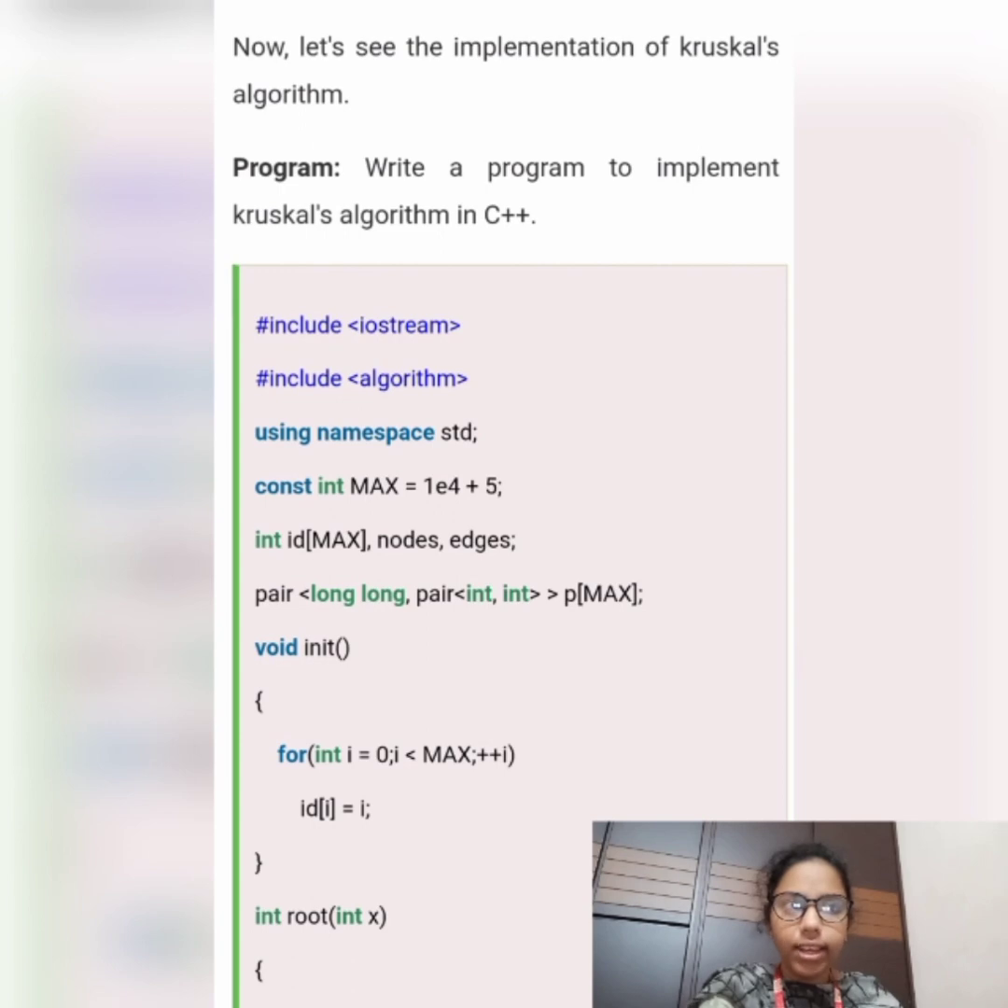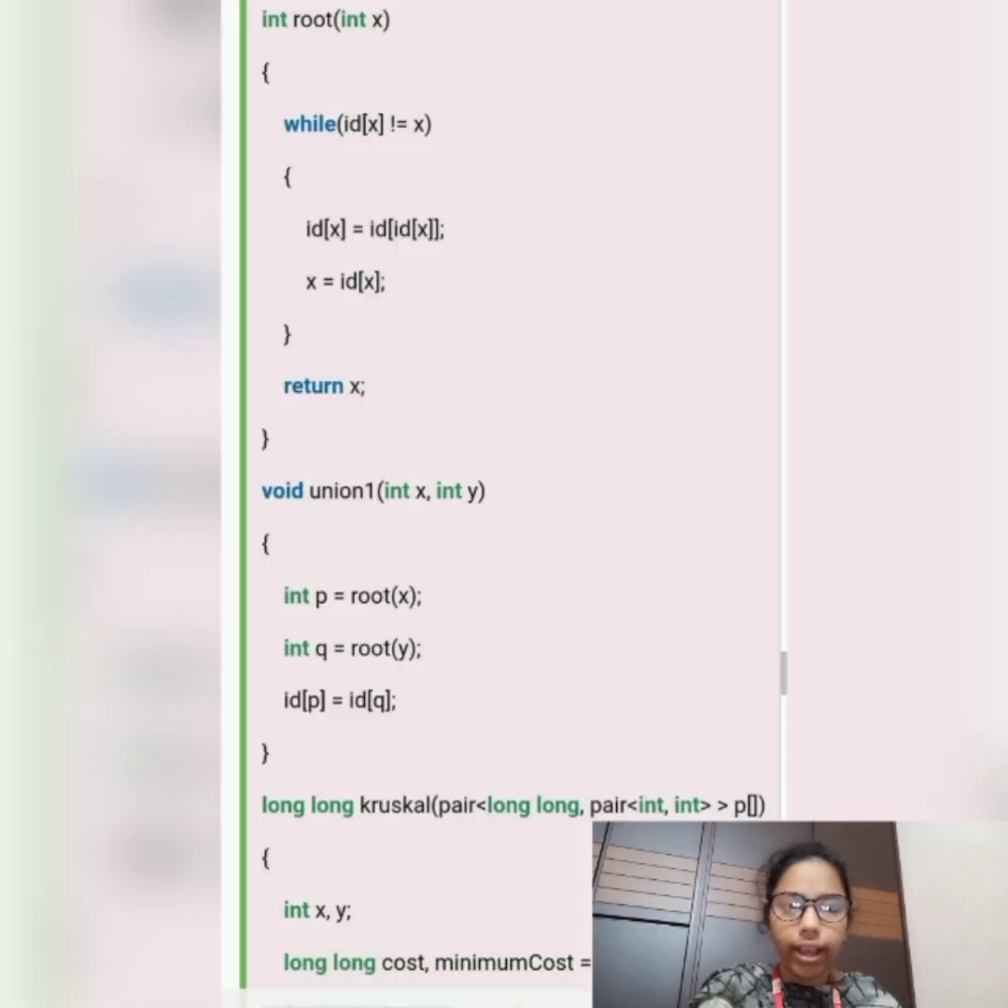Now we can see here int root of int x, while id of x not equal to x, id of x equals id of id of x, x equals id of x. Return x. If the edge has smallest weight, then it will be included in the minimum spanning tree, otherwise it will be discarded. In this way we can create a minimum spanning tree in Kruskal's algorithm.